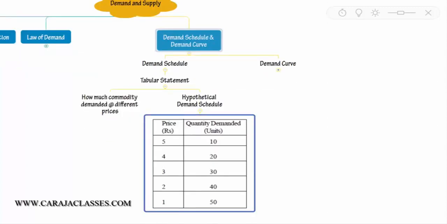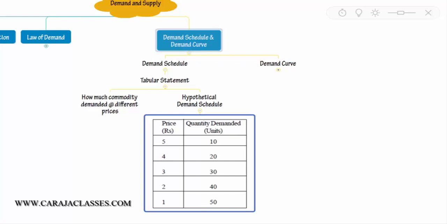Here, what you can infer is when the price is 5, quantity demanded of a particular product is 10 units. When the price is 4, quantity demanded is 20 units. When it is 3, it is 30 units. When it is 2, 40 units. And when it is 1, it is 50 units. It's a hypothetical situation, but what you can infer is when your price is high, the demand is very low, and when your price is very low, demand is very high.